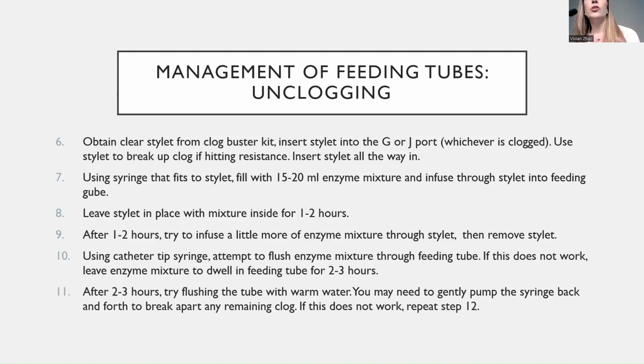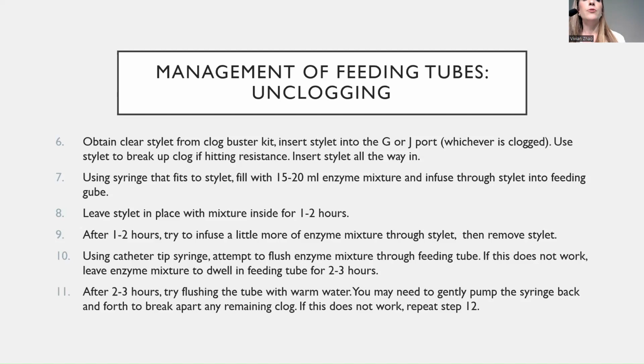Depending on which clog device you're using, there's either a cap tip, Luer lock, or ENFit to screw on the syringe. So what I would do is fill it up with 15 to 20 milliliters, depending on how much would fit in there, of the enzyme mixture, and then infuse it through that teeny tiny stylet. That way it's getting to the clog and not just sitting at the front of the feeding tube. And then I would leave it in for 1 to 2 hours so that it can dwell in there and break apart the clog.